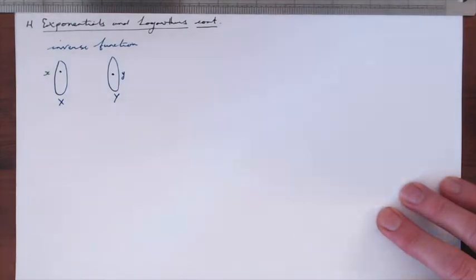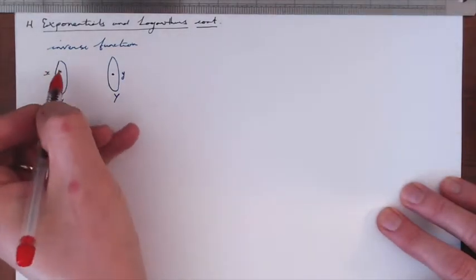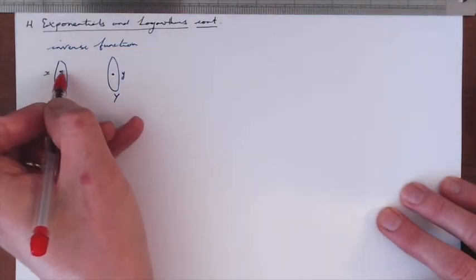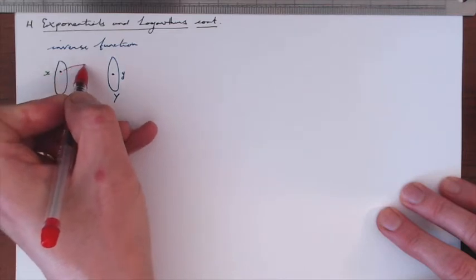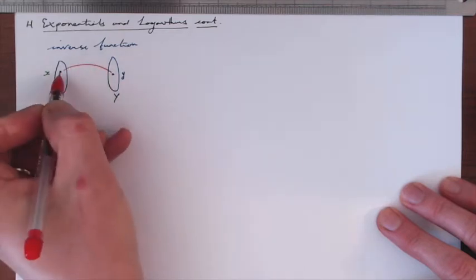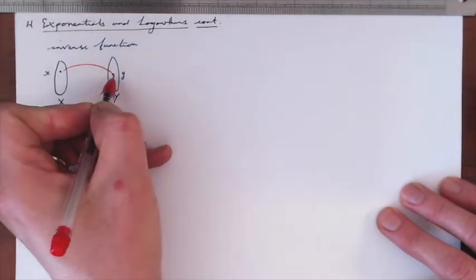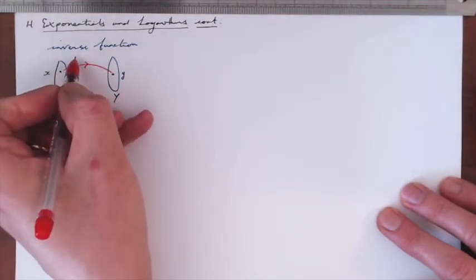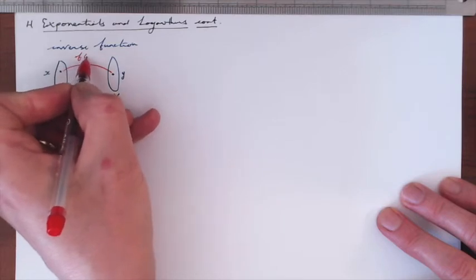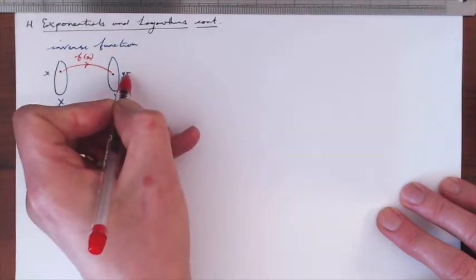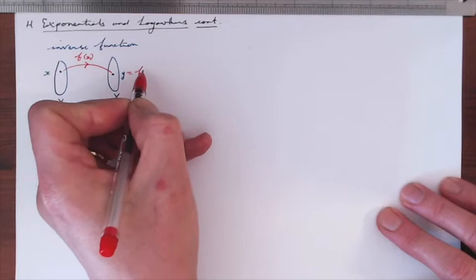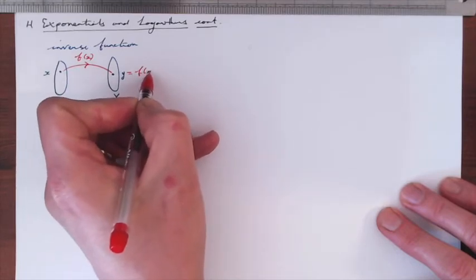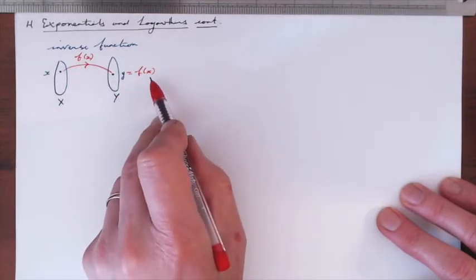Okay, and then the mapping that takes us from this x here to this y, from this element to this element of this set, we call that mapping a function, and we call it f of x. And we would say that y arises from applying the mapping f to the element x.